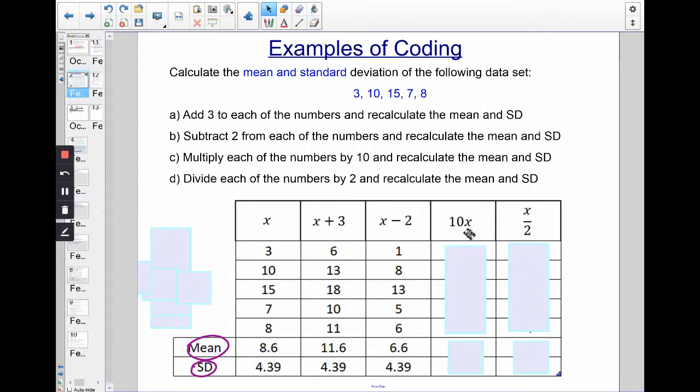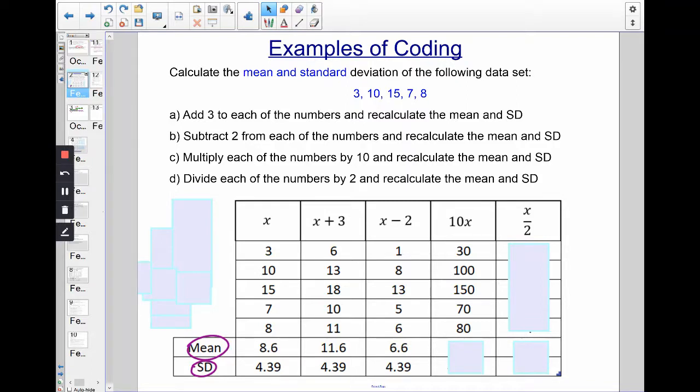So this time we're going to multiply everything by 10. Here's one I've done earlier for you, so I don't stress you out with too much work. So 30, 100, 150, 70 and 80. Work out the mean and standard deviation of this. Pause the video now.